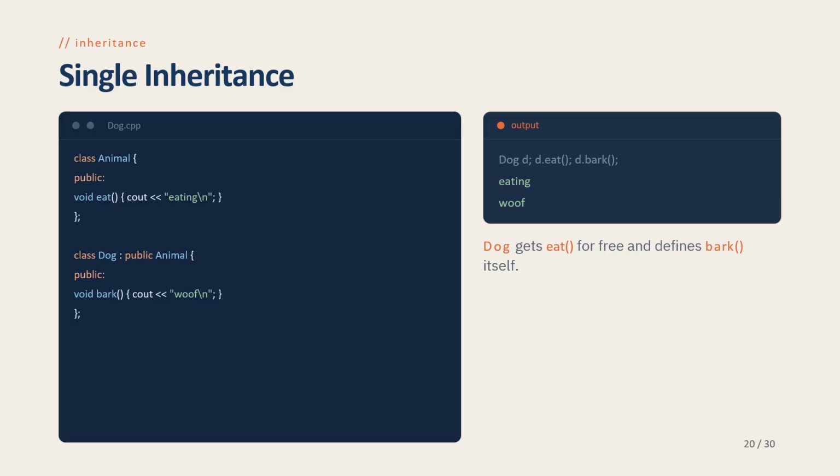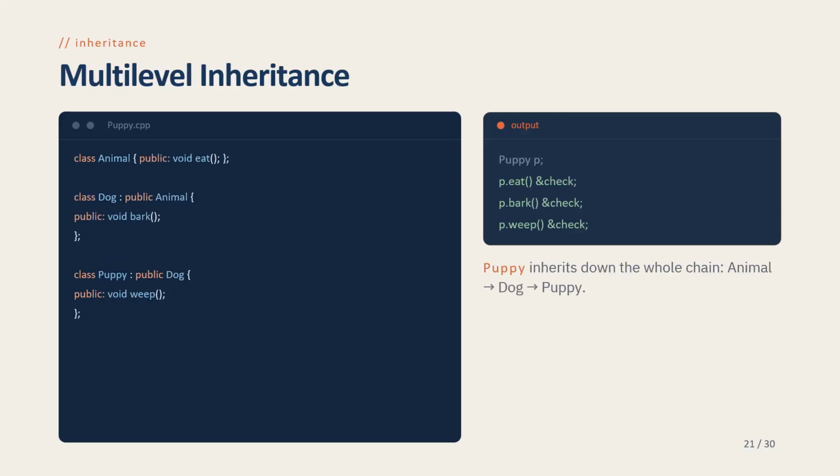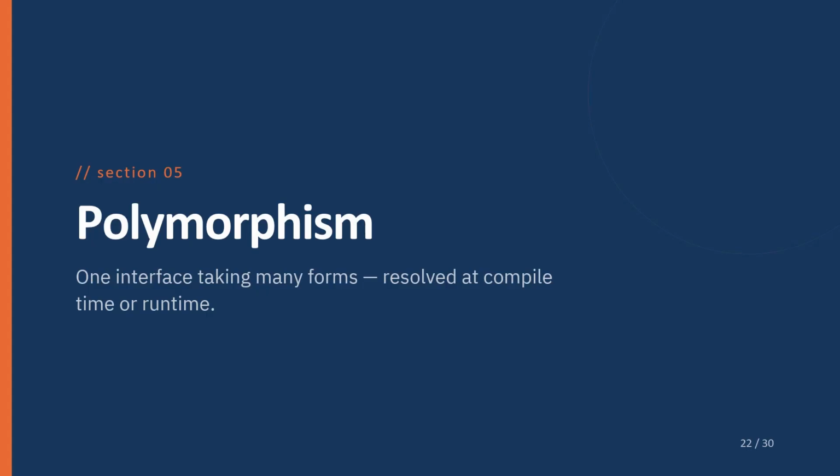First, starting with single inheritance, the class is Animal, and this is an example of single inheritance. And here it is multi-level inheritance. Animal is a class, Dog inherits Animal, and Puppy inherits Dog. So it is an example of multi-level inheritance.